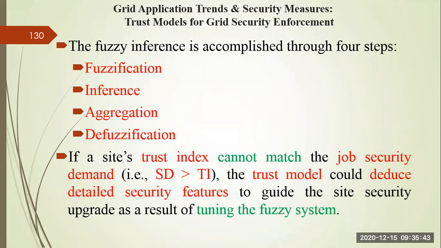So the trust model could deduce detailed security features to guide the site security and upgrade as a result of tuning the fuzzy system. Then it will monitor the fuzzy system. So always the security demand is below your trustworthiness index. Then only your job will be assigned to that particular site.